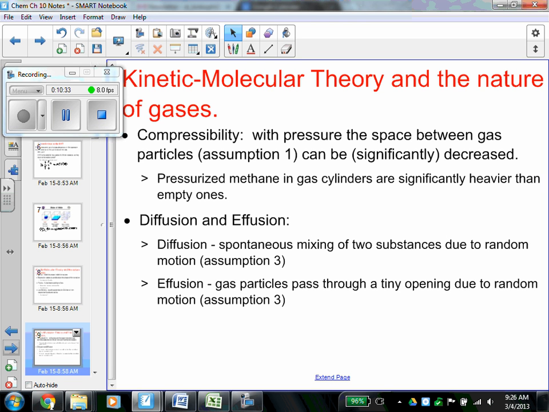But second of all, I can compress these gases down to a very small space because of the tremendously large spaces between their very, very finite particles.